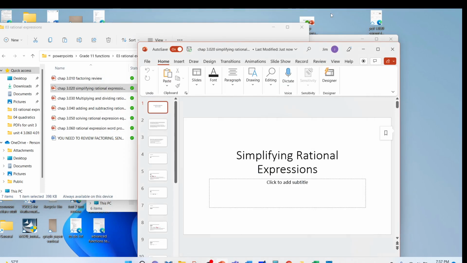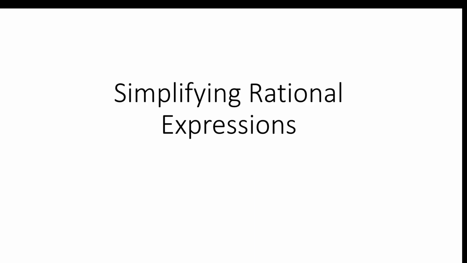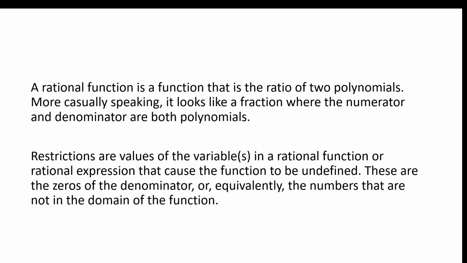In this video, we're going to talk about simplifying rational expressions. A rational function is a function that is the ratio of two polynomials. More casually speaking, it looks like a fraction where the numerator and denominator are both polynomials.